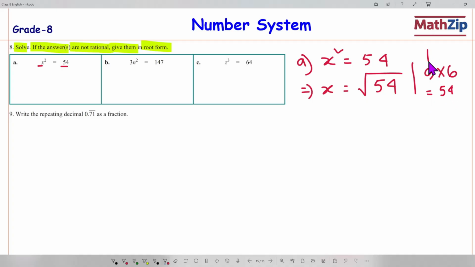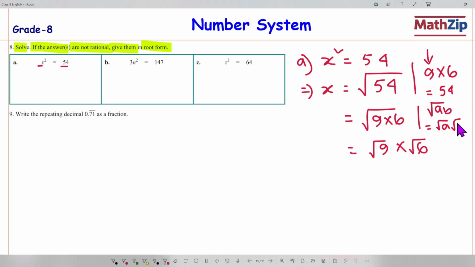Now look, 9 is a perfect square, so we can write 9 times 6. Now root 9 times root 6, this we can write, because root AB means root A times root B. So root 9 will be 3 and here is root 6.